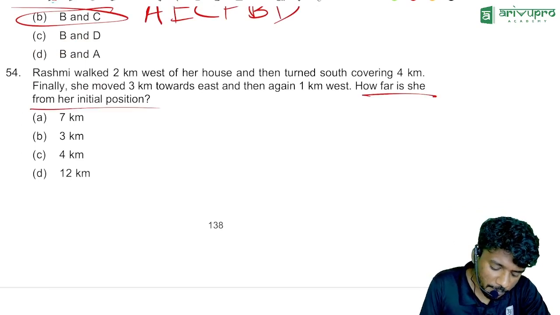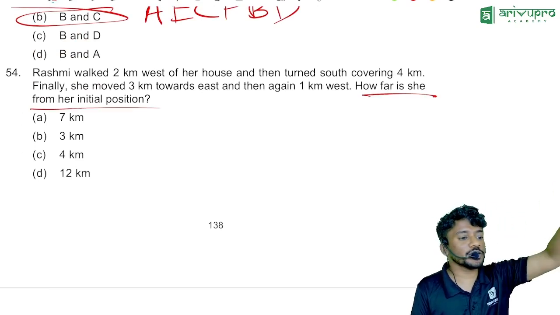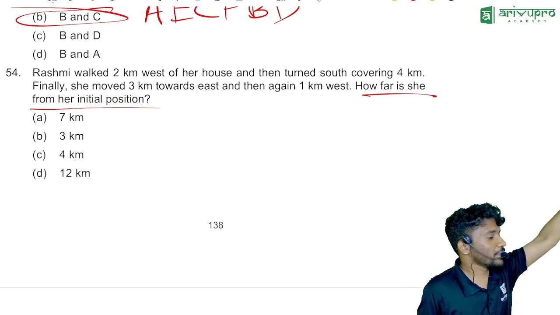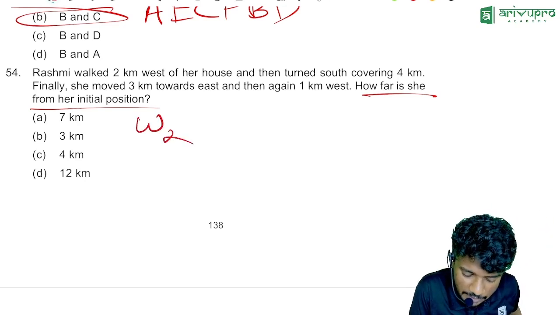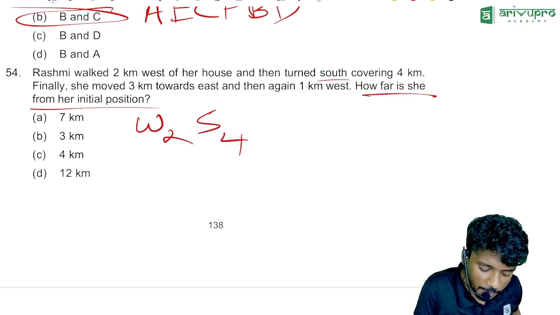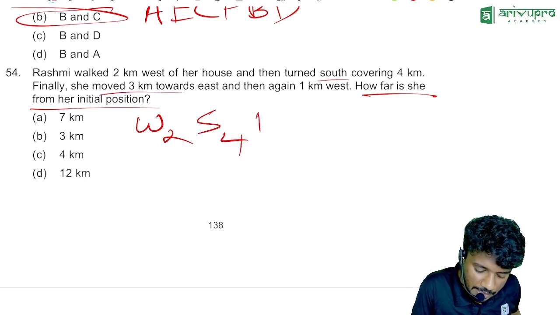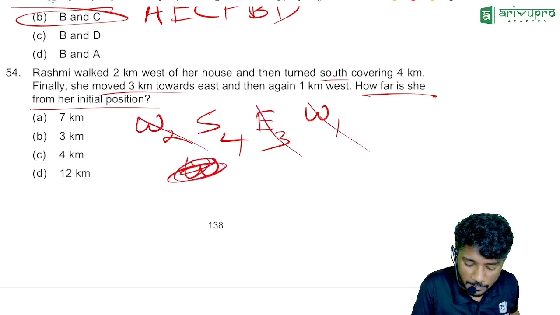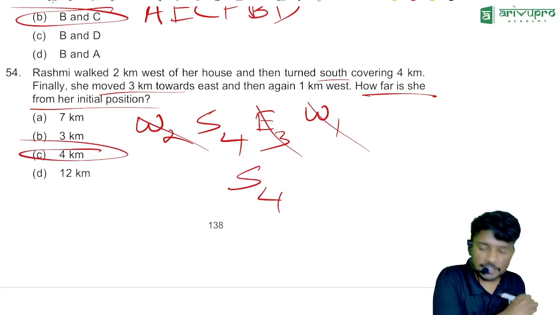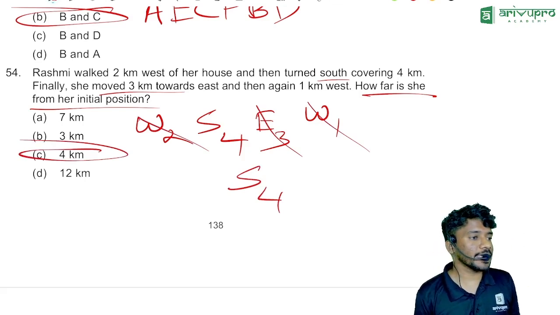Look at the question. How far is she from the initial position? That means we need to find the shortest distance. What was the method? Rashmi walked 2 km west, then turned south 4 km. Finally she covered east 3 and west 1. So west and east will get cancelled off. What is remaining? South 4. Answer is 4 km.